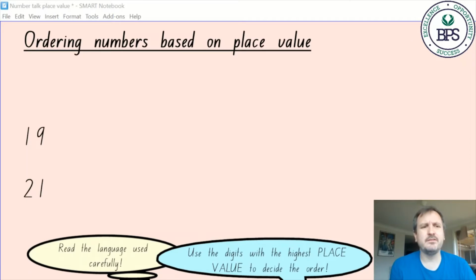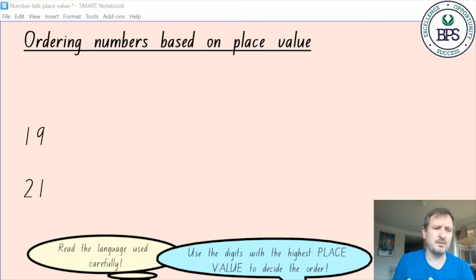Okay, today's lesson is all about ordering numbers based on their place value. So to do this, you need to be thinking really carefully about the value of each digit within a number, and don't be distracted when you see a single digit within a number, because sometimes that digit actually isn't worth very much. A really good example of that is 19 and 21.